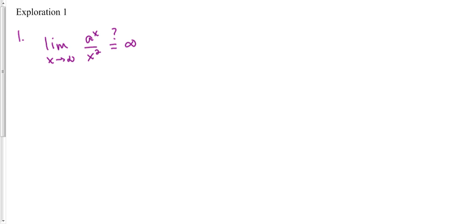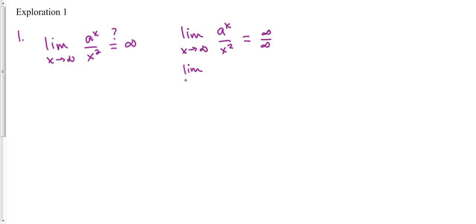And if it is true, then that's going to tell me that a to the x is going to grow faster than x squared. So let's try to evaluate this limit. So I've got my limit. I'm just going to write it again as x goes to infinity of a to the x over x squared. And when I have limits, I usually start by substituting in, and this is going to give me infinity over infinity. But this is an indeterminate form. Fortunately, it's an indeterminate form that I can apply L'Hopital's rule to.